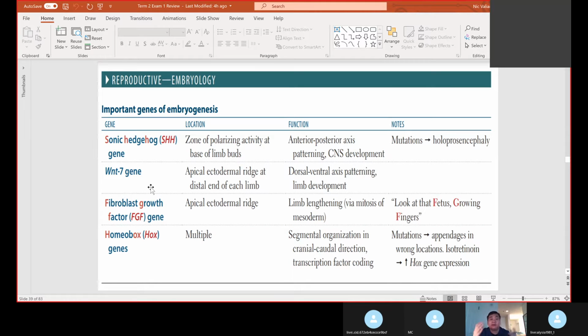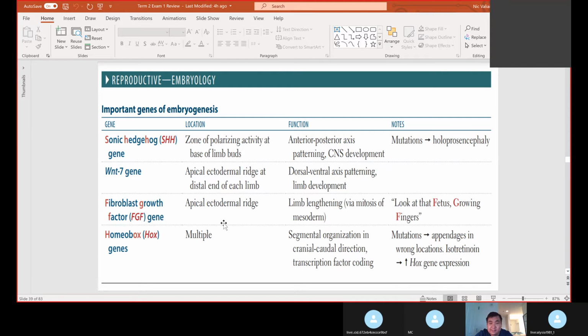WNT7 gene, this is found where? Apical ectodermal ridge, distal end of each limb. Function, dorsal ventral axis. So sonic hedgehog, anterior-posterior axis. Dorsal ventral axis patterning for your limbs, it's your WNT7 gene, high yield.